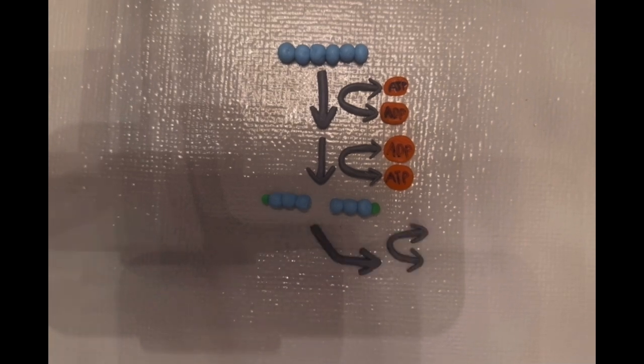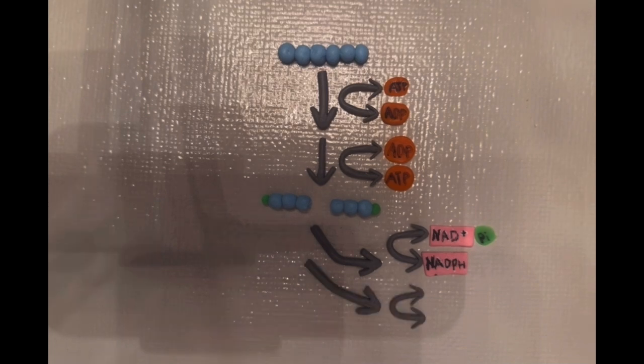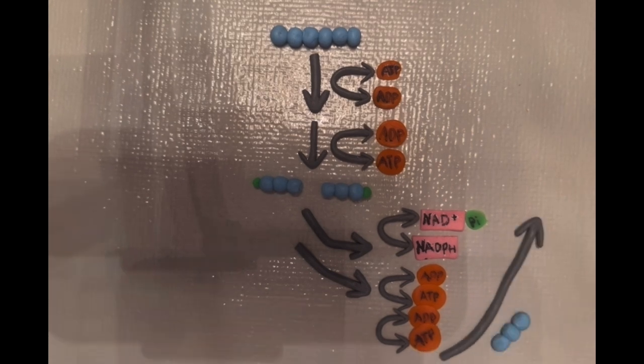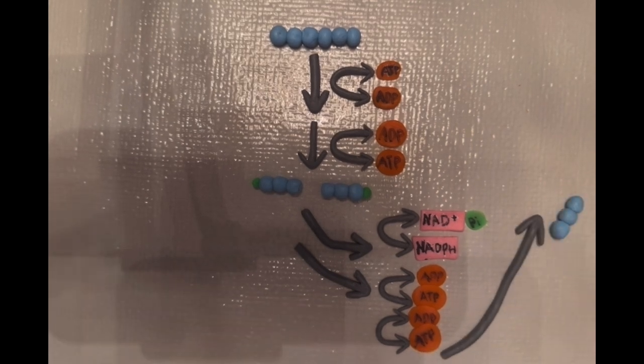The process requires 2 ATP and produces 4 ATP, resulting in a net gain of 2 ATP. Additionally, 2 NAD+ molecules capture electrons, forming 2 NADH. If oxygen is unavailable, cells undergo fermentation instead of aerobic respiration.